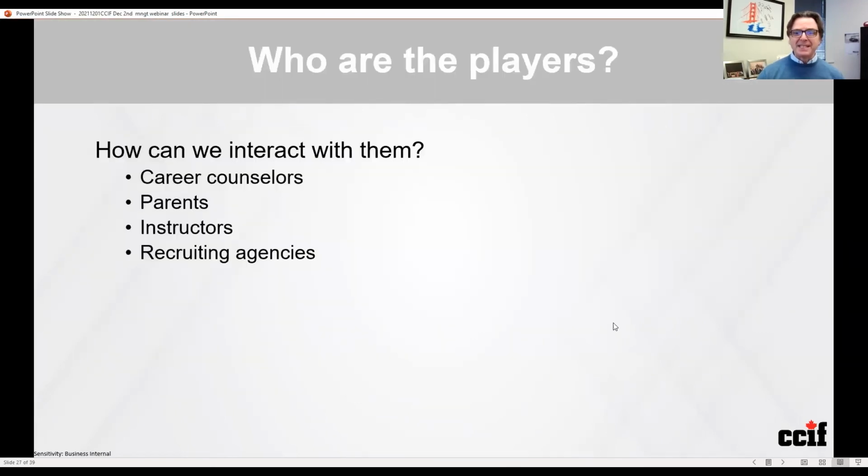So who are the people that we deal with? We've been talking about doing some fundraising, career path, parents. There's a lot of people. So who are the key players when we're talking about attracting and recruiting students here? I wrote down career counselors, parents, instructors, some recruiting agencies. Who do we need to know? Who do we need to talk to? If I'm a repairer here and I want to build a bench and start recruiting, who do I need to talk to? Who are the key people to connect with? Who wants to take this one first?